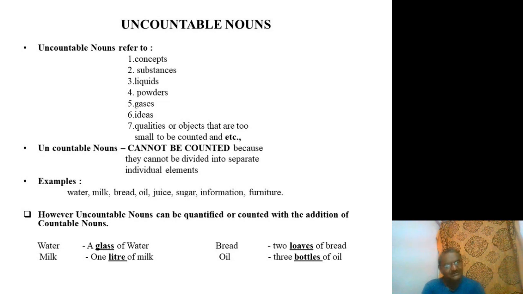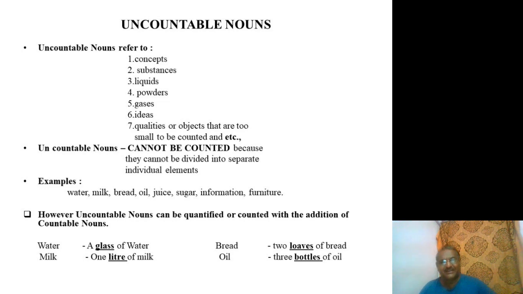It's very clear from the definition. If there is any provision of dividing these elements into individual elements, we can easily convert them into countable nouns. But these uncountable nouns cannot be counted because they cannot be divided into separate individual elements. For example, water. You can't divide it. The water in a particular area, you can say Indian Ocean, Pacific Ocean. You just say this is the area and this area is called Pacific Ocean.